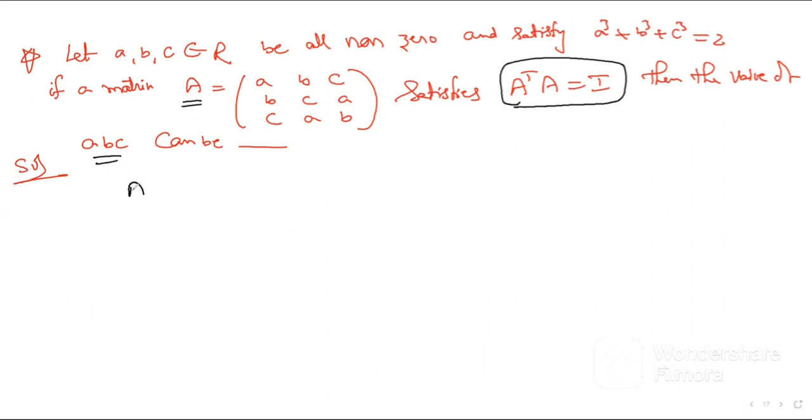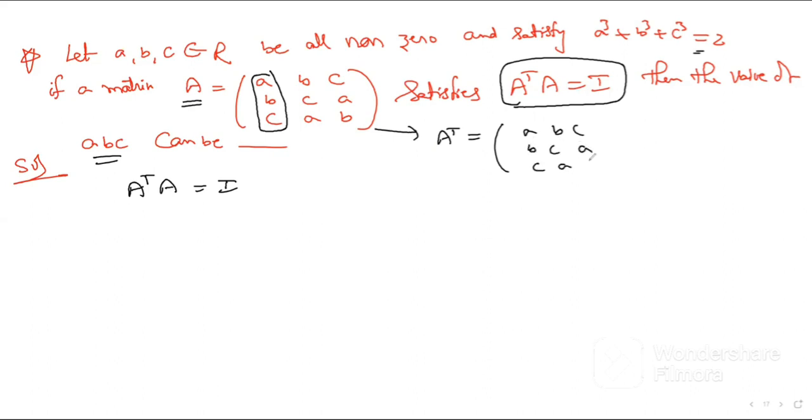In the statement, what is given? A transpose into A is equal to I is given, where A cube plus B cube plus C cube is equal to 2 is given. So A is the matrix with rows A B C, B C A, C A B. A transpose is nothing but the first column changed into the first row: A B C, B C A, C A B.